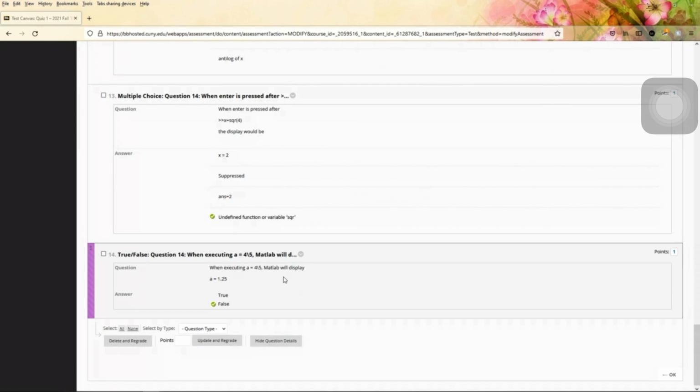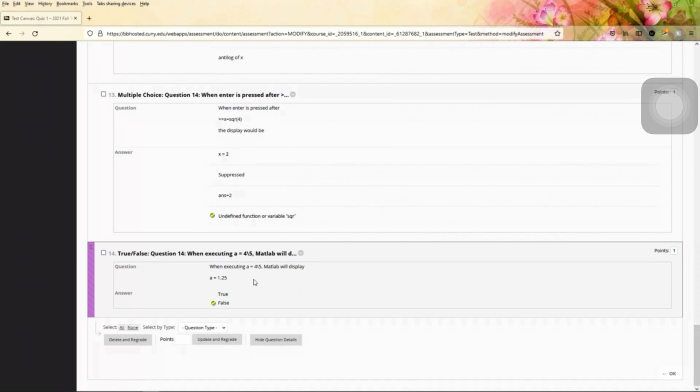Now the 5/4. This would be incorrect, even though 5/4 should be 1.25, but it's false only because when MATLAB answers, you see here MATLAB will display, so it should be 1.2500, right? That would be the correct answer. So obviously 1.25 is not a correct answer. That's not going to be displayed, right? Any question then after this?